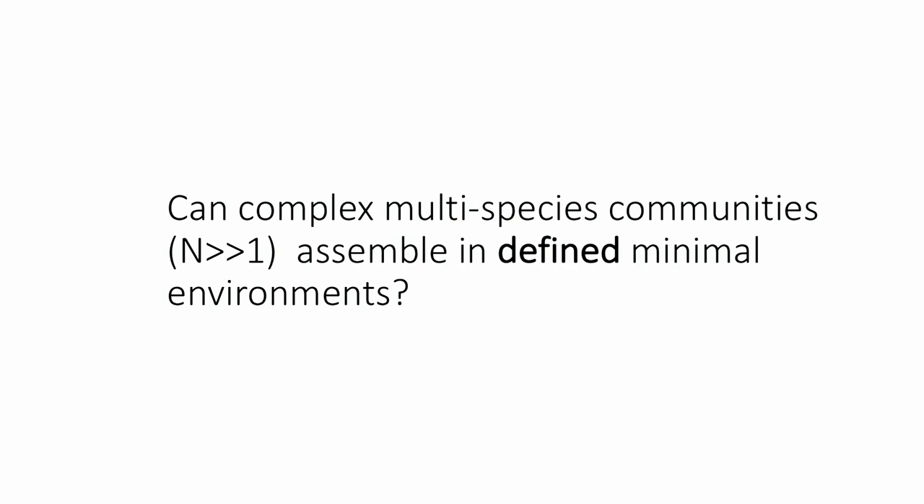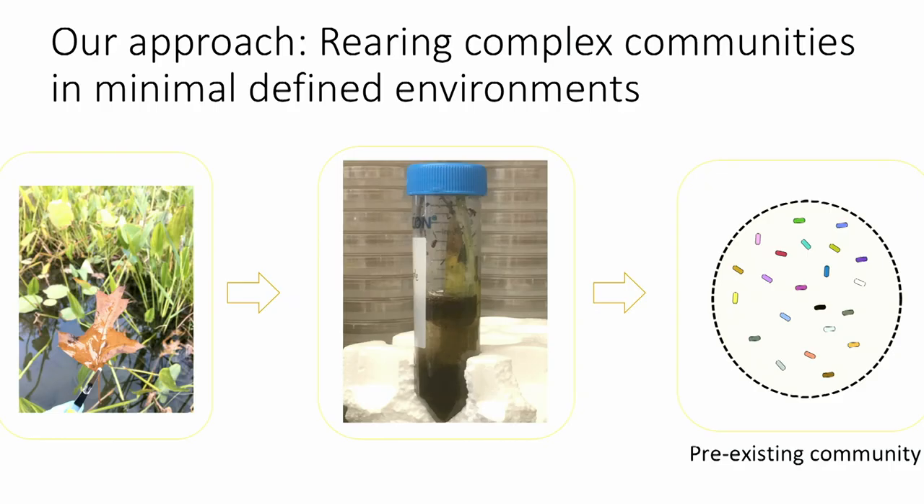So the question again is, can in principle complex communities form? And by complex, I mean, Jeff, for instance, was discussing yesterday communities that are maybe n larger than one, two, three species. Now I'm thinking of as complex as possible, right? Like how many species can you fit on a single carbon source, and minimal media, nothing else, right? That's kind of what we're after.